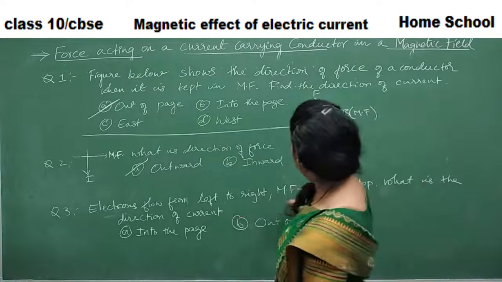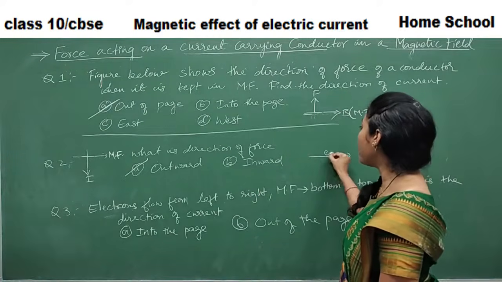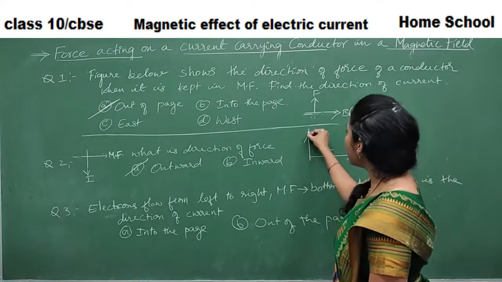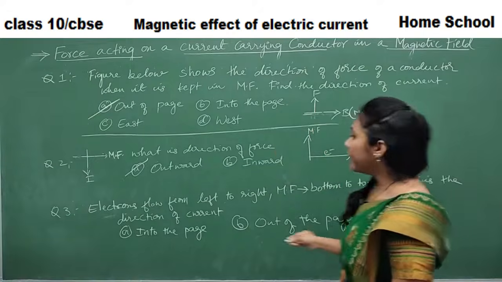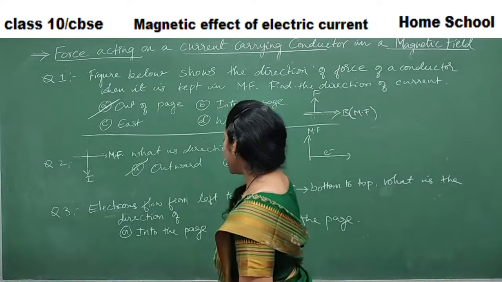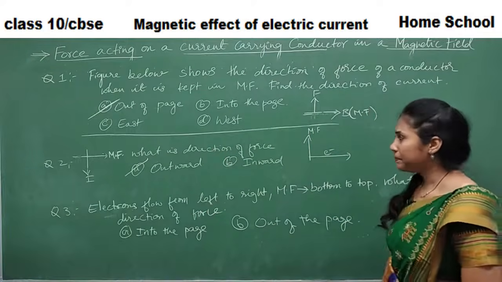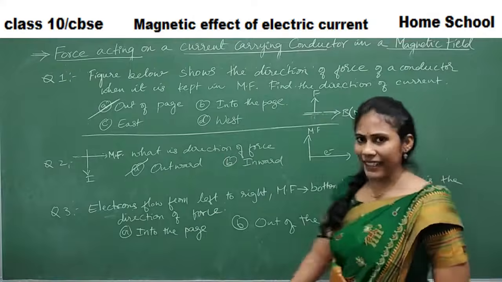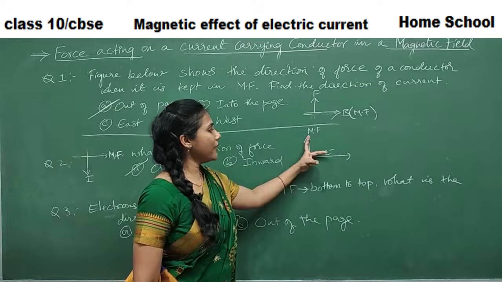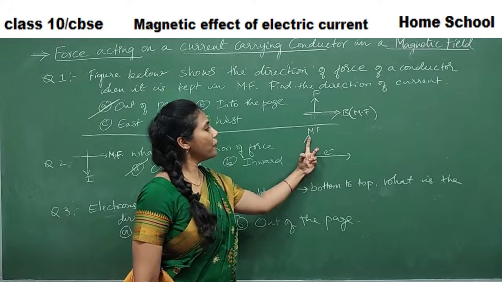Electrons flow from left to right. Electrons are flowing from left to right. This is the flow of electrons. Magnetic field, bottom to top. This is the direction of the magnetic field. Then what is the direction of force? So how do you say? What's your answer? Can I consider the direction of my index finger as the magnetic field? I'll place my index finger just here above the arrow mark of the magnetic field.